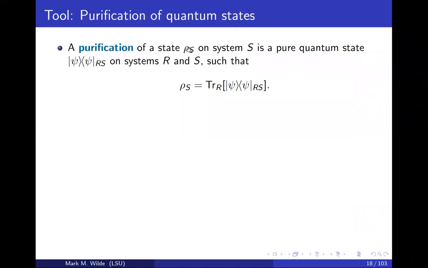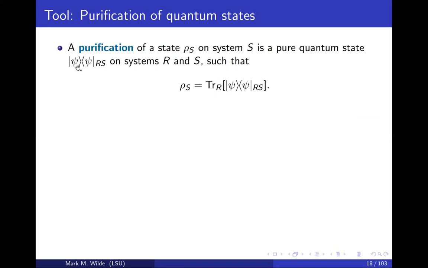Suppose we have a density operator rho_S for a system S. A purification of rho_S is some pure state on a tensor product system R and S, such that when you take the partial trace over this reference system R, you get back the original density operator. So a way to think of this is, the state of the system S is generally a mixed state, but we can think of that mixedness as being due to entanglement with an inaccessible reference system.